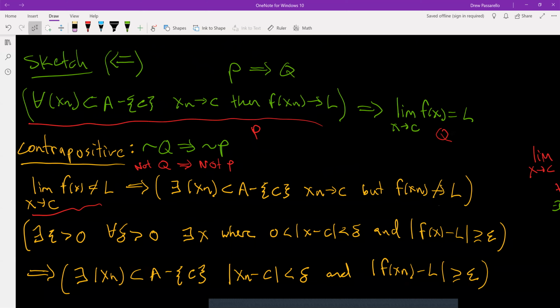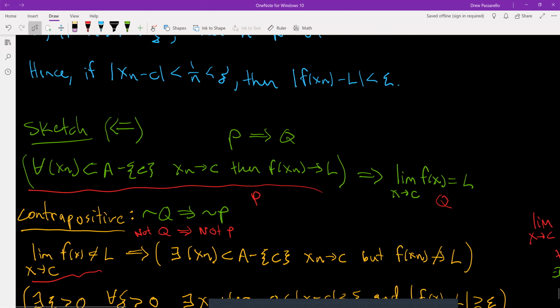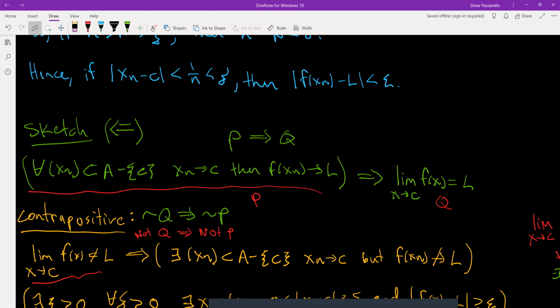All right, so again, backwards direction: we needed to show, assuming that for all xn in A minus {c}, where xn converges to c, then f(xn) converges to L. That's our statement P that we're assuming. That implies the limit of f(x) as x approaches c equals L. That's our Q. So if we do a proof by contraposition, we would prove not Q implies not P.